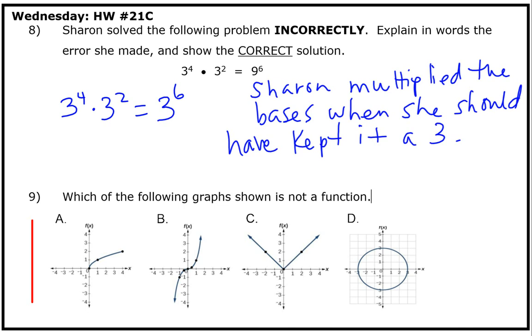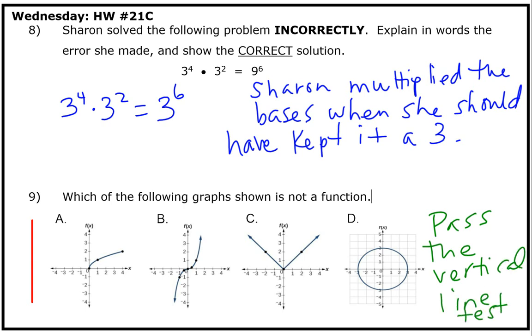Question number 9. Which of the following graphs shown is not a function? Well, in order to be a function, you have to do one thing. Pass the vertical line test. If you pass the vertical line test, you're a function. If you fail the vertical line test, you are not a function. So here's my vertical line right here. I have a red line on the left side, and I'm just going to scan it across my graph. Remember, if you touch the graph more than once, then you're not a function. You fail the vertical line test.